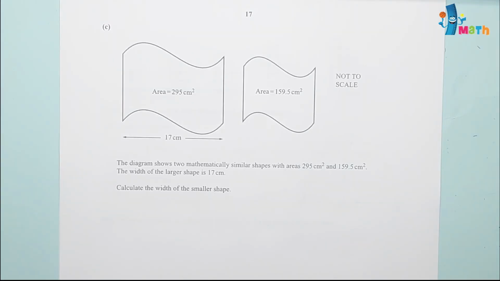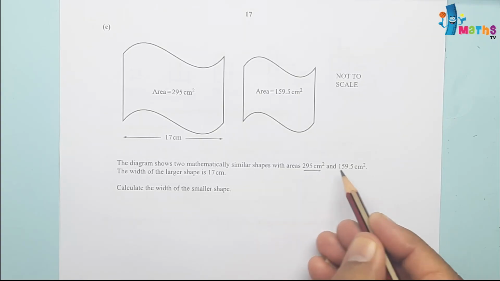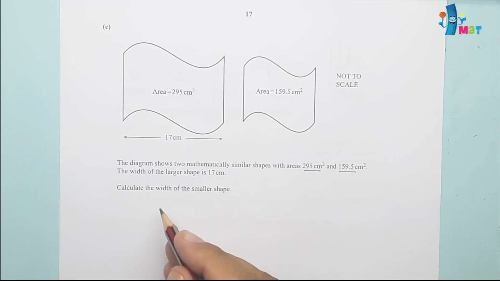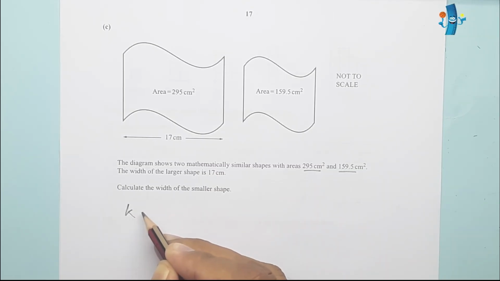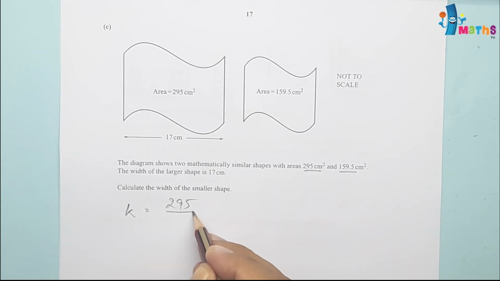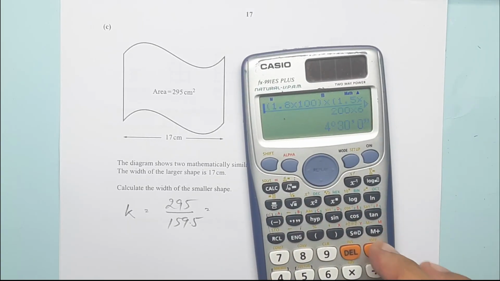C part, these areas are given. This is basically a similarity question, similar shapes. So the diagram shows two mathematically similar shapes with areas this and this. The width of the larger is this one. So we'll have to calculate the conversion ratio. We will be checking the value of k will be equal to 295, which is the area of the bigger one, over 159.5.